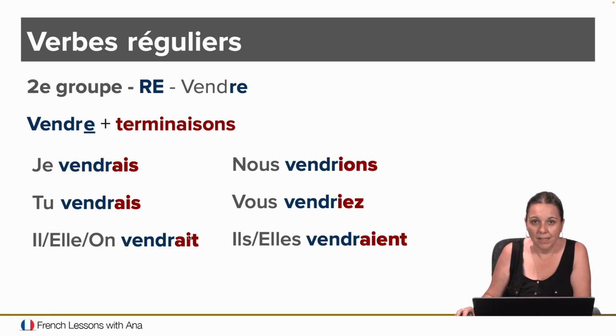Elle vendrait, she would sell. On vendrait, and we would sell. Nous also means we. Nous vendrions, so we would sell. Vous, you plural or the respectful way, right? Vous vendriez, you would sell. Ils, which is they masculine, ils vendraient, they would sell. And elles, they feminine, they would sell, elles vendraient. There you go. Takes care of the RE group.